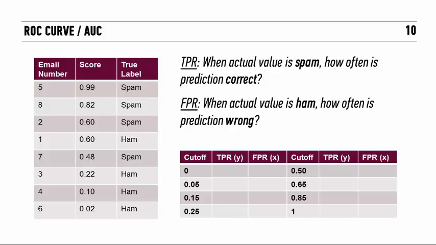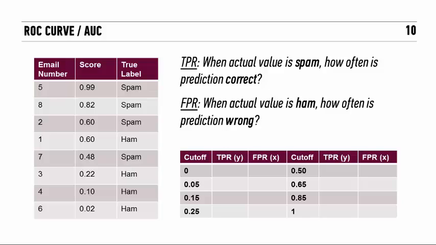Okay. So when the actual value is ham, how often is the prediction wrong? So we got 4 hams. This one's going to be labeled as spam. That's going to be wrong. Spam, spam, and spam. All 4 are wrong. We've got 4 hams, and all 4 are wrong. 100%. We won't go through all these. Let's go to another one.